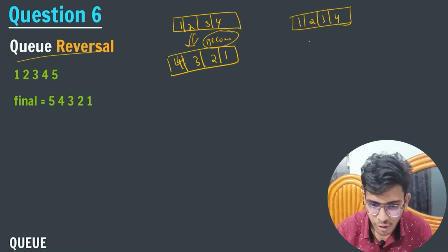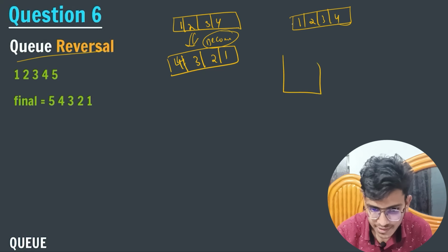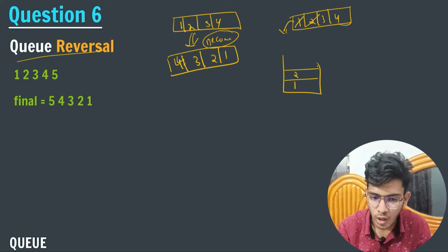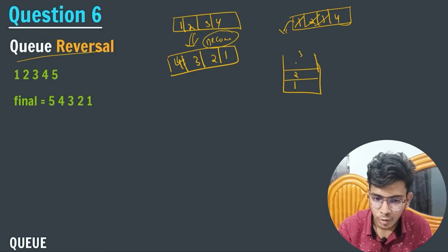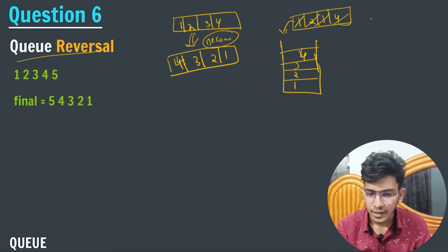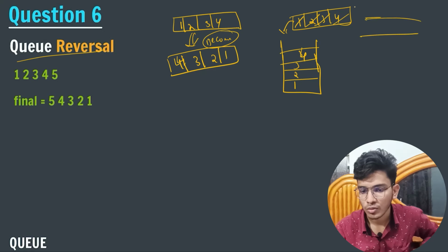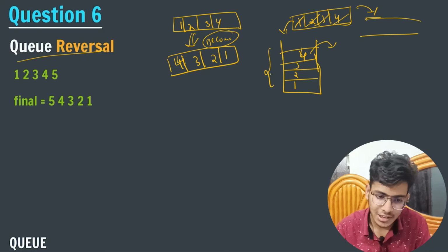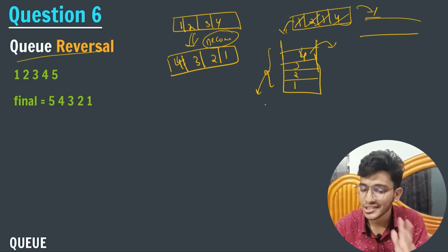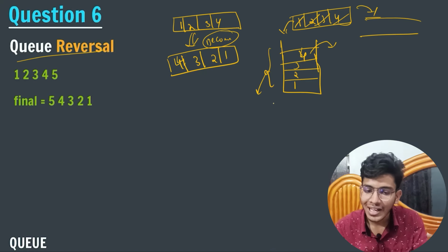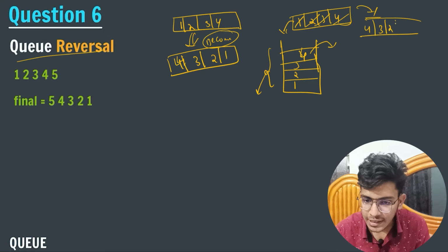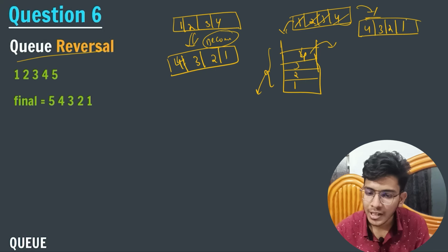So let me show you. First of all, this is my stack. I will remove 1 and add it into my stack. After that I will remove 2 and add it into my stack. Remove 3, add here. Remove 4, add here. Right? Now the queue is empty. Now as I pop from my stack, I will start popping the elements, and as I pop, I will add those elements into my queue. So I will add to the queue 4 3 2 1. So my output will become like this.